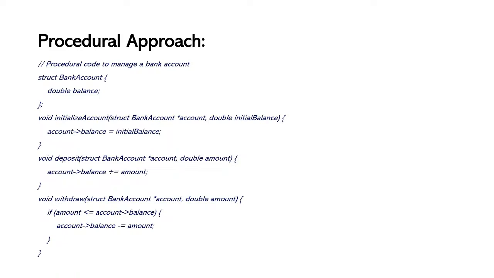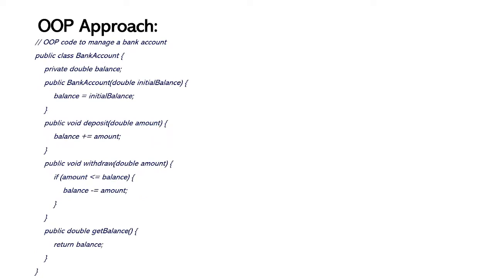So withdrawing amount. This is the way you will be withdrawing, which looks a little bit complex. This is a simple example, but it is a little bit complex, right? When you compare it with an object-oriented approach, it is much simpler, right?